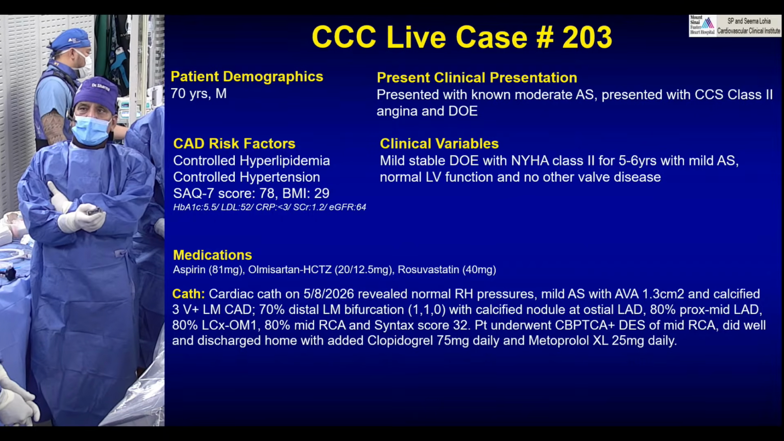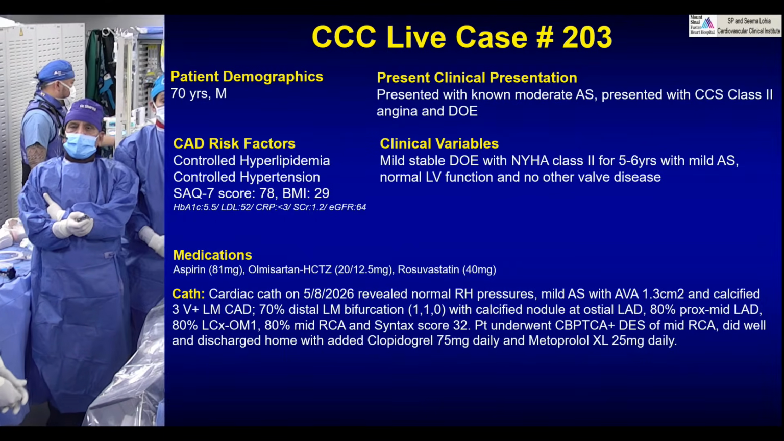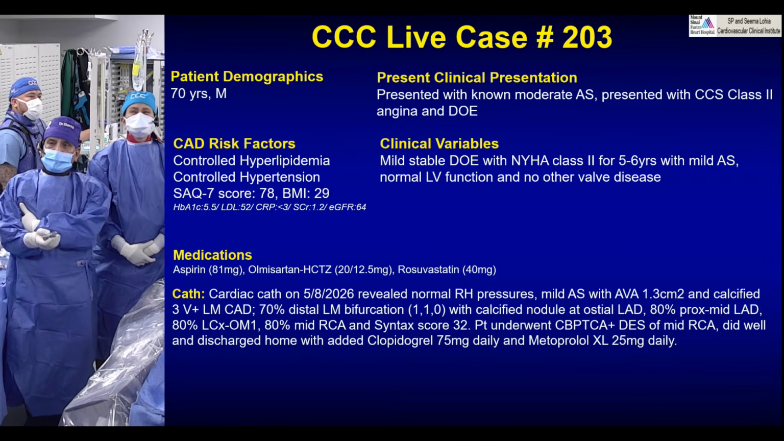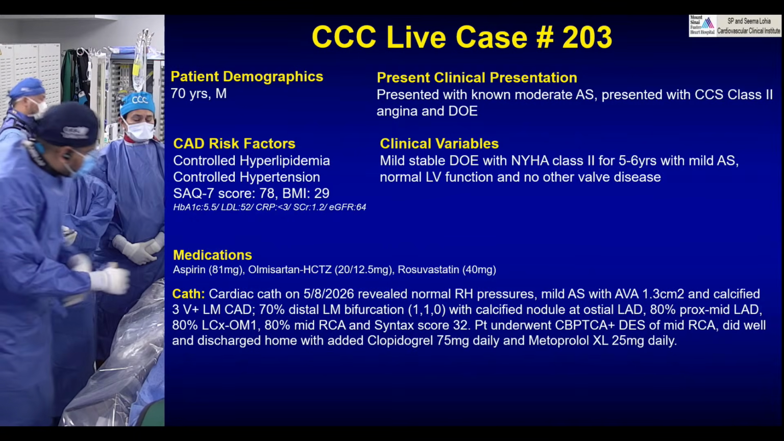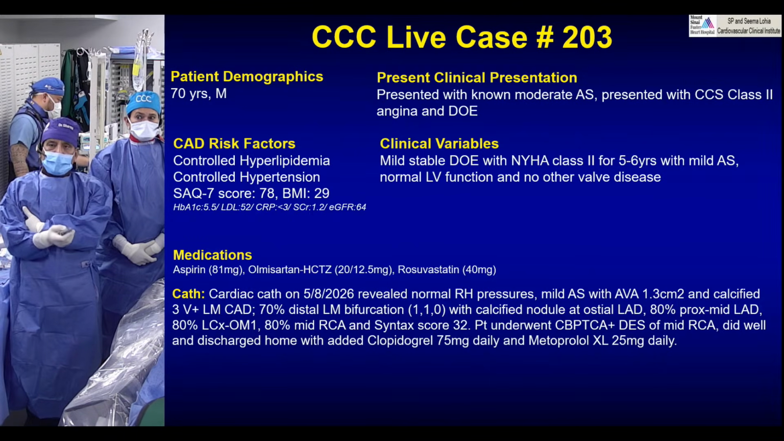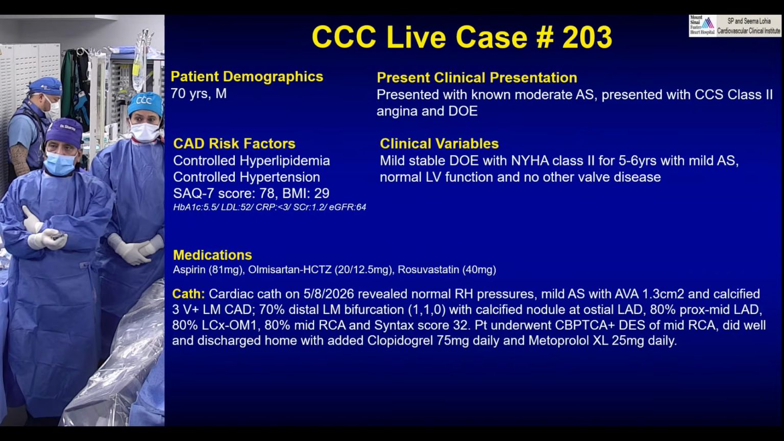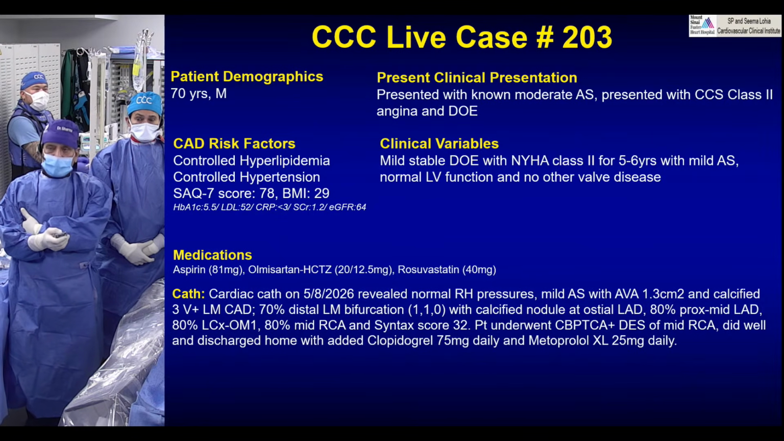Case number 203, as you said, patient has mild to moderate AS, 70-year-old male. Question is, could this patient go for surgery and get the surgical valve replacement and get the CABG? A lot of discussion happens with these patients. This patient had a cath, normal right heart pressure, mild AS, 1.3 centimeter aortic valve area, and calcified 3 vessel and left main CAD, which you have seen here.